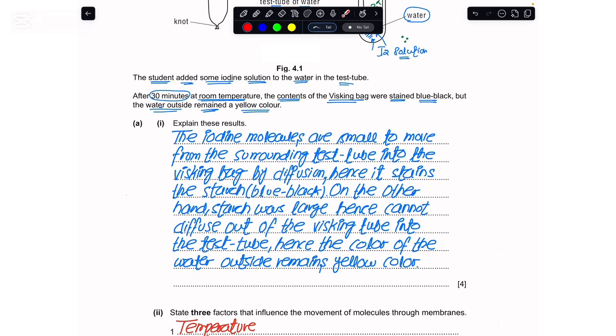But if we talk the other way around, the starch which was available in the dialysis bag was large, and that is why it cannot diffuse or pass out of the dialysis tubing into the surrounding test tube, and that is why the color of the water on the outside would remain yellow.